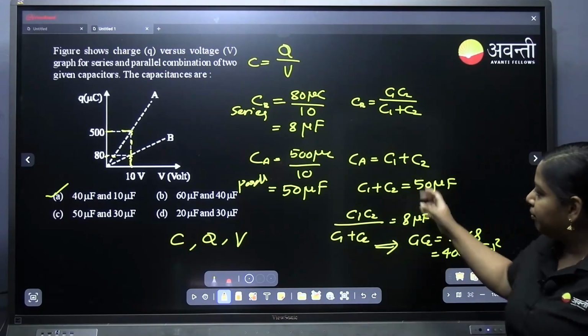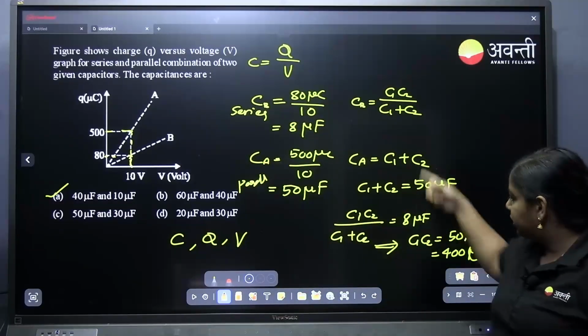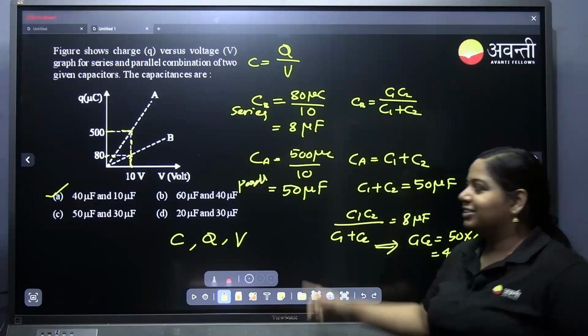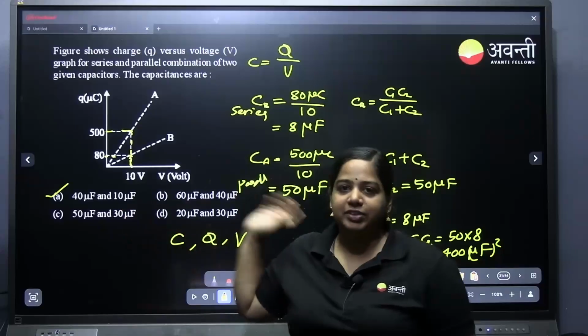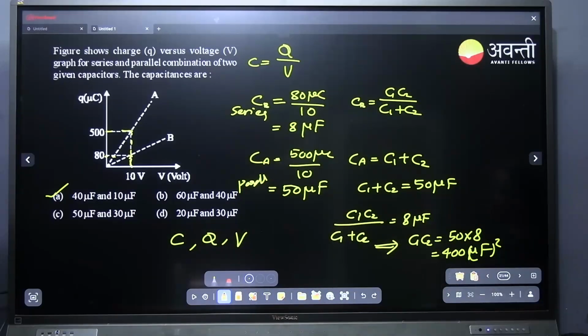Okay, otherwise sometimes if options are not there, your CBSE exam and all, using these two you will have to solve for C1 and C2. Okay, but since options are given, it is easy for us. We just have to compare the values here. Okay, moving on.